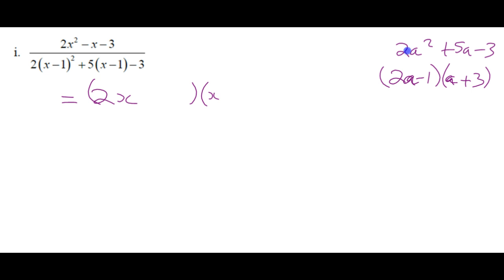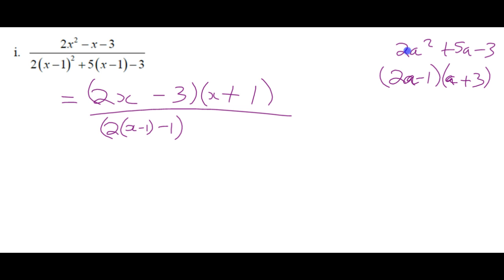2x, x, 3, 1. 3's got to go here, 1's got to go here. This is minus, this is plus. And that works. Okay, and we've got 2. Now, from over there, minus 1. And we've got plus 3. Okay, so 2x minus 3.